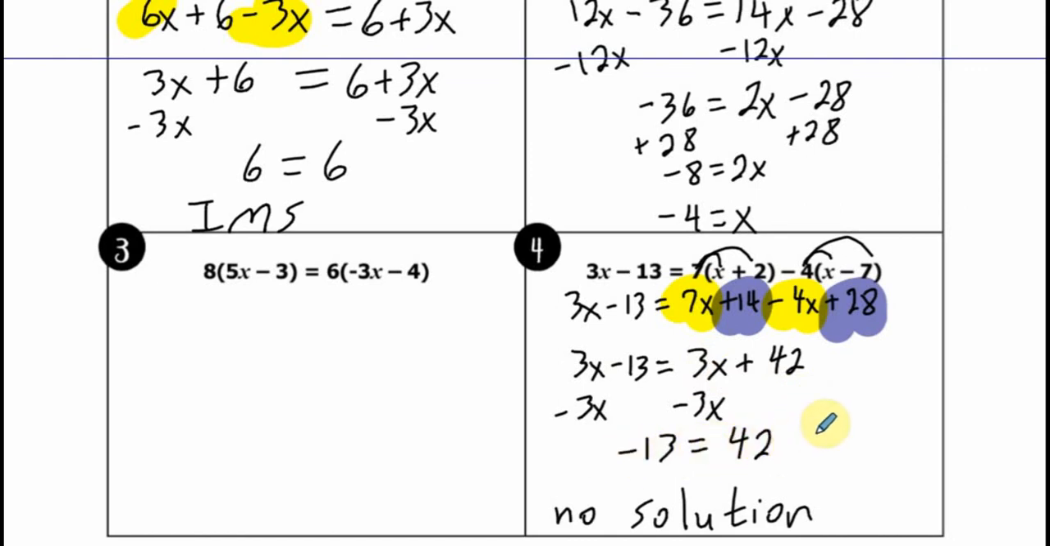So I know it will not be a one solution problem because it doesn't say x equals some number. There's no way to get x equals some number if x is gone. So now I have to look at what I have left. Well, negative 13 is not equal to 42. It will never be equal to 42. So that tells me that I can never make the left side equal to the right side. So this is a no solution question.